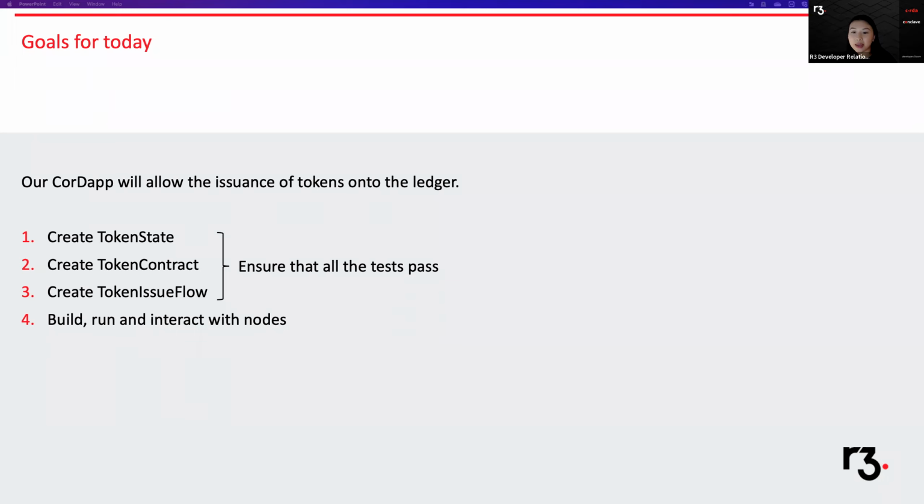And the last step is to build and then run the nodes in order to check that everything works accordingly. So we'll go into more depth for each of these steps, starting with token state.